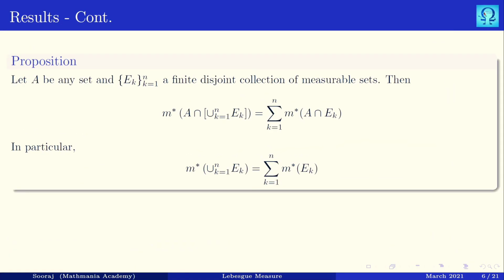The next result that we have is: let A be any set, and we have a finite disjoint collection of measurable sets. Then we have to prove m star of A intersection this union is equal to the sum of the individual measures. Hope it is evident from the proposition statement itself. So how are we going to prove this? We prove this by induction on n. Let us start the proof.